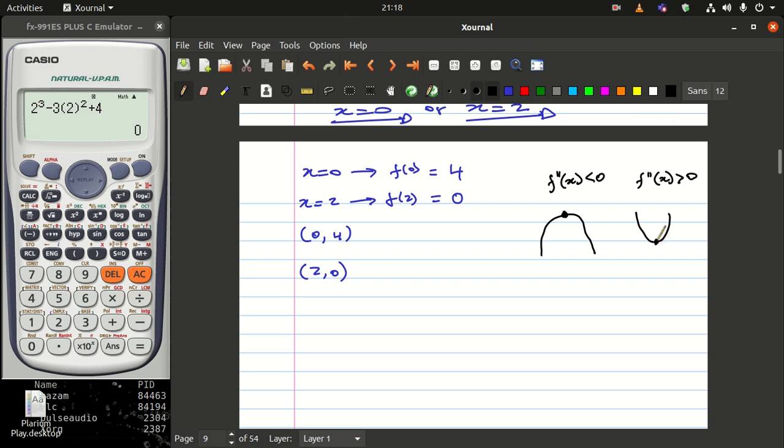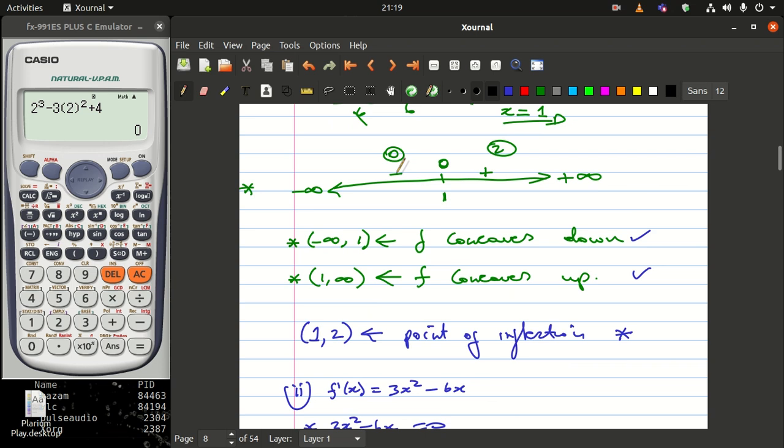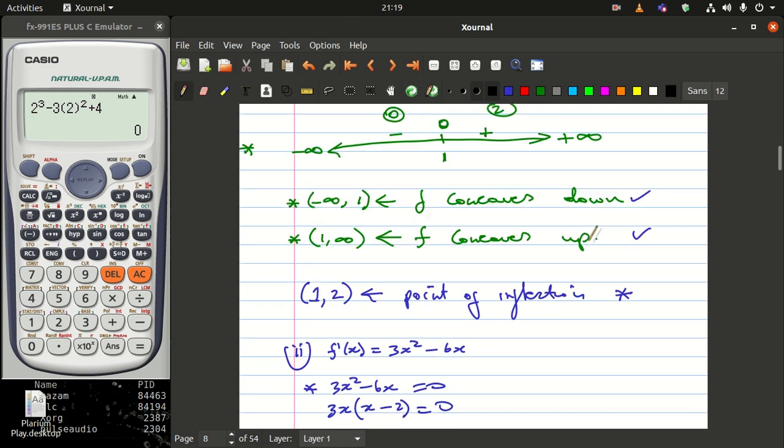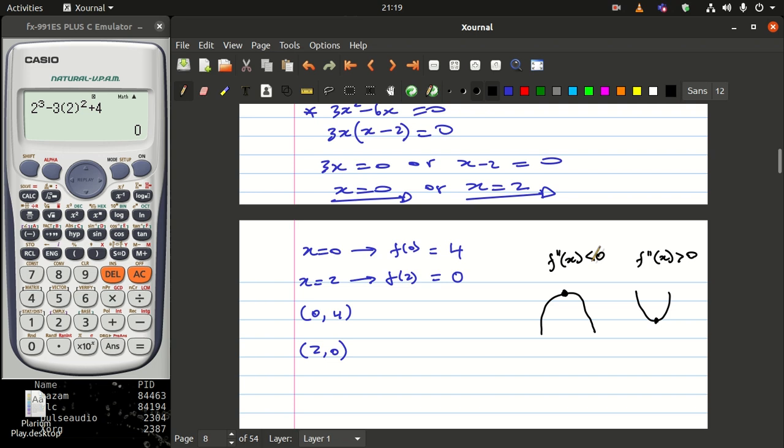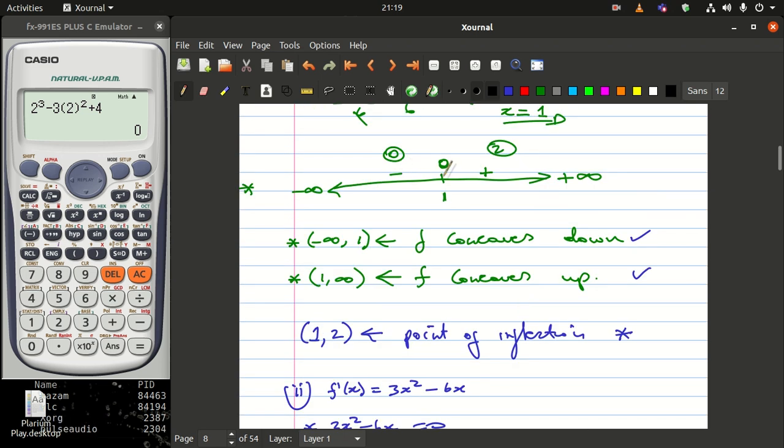up having a min. So if I'm looking at x equal to 0 here, and I'm looking at this number line, you can see that 0 is a number that is less than 1, and any number that is less than 1, we are having concave down. So we have concave down. Concave down is telling us that this one here is supposed to be a local maximum. So we have a local maximum because we have concave down for all the values that are less than 1.